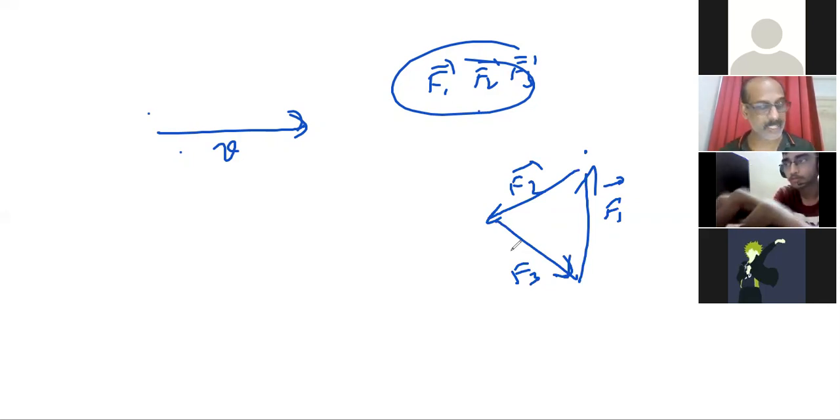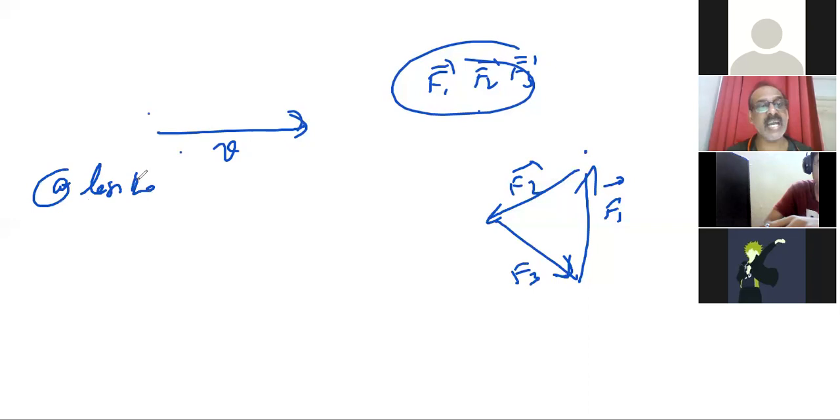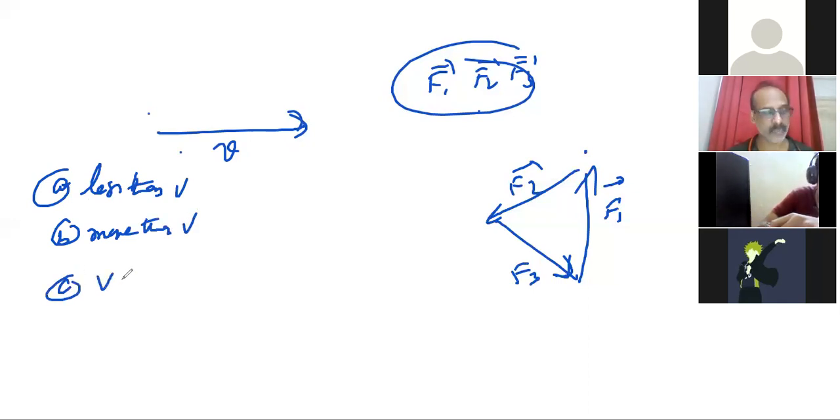The particle will now move with a velocity: a) a bit less than v, b) a bit more than v, c) v only, d) cannot say.